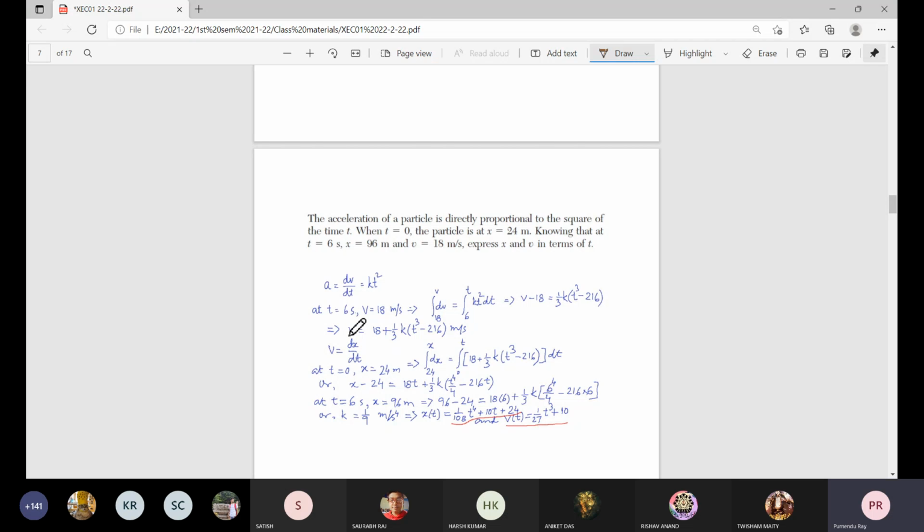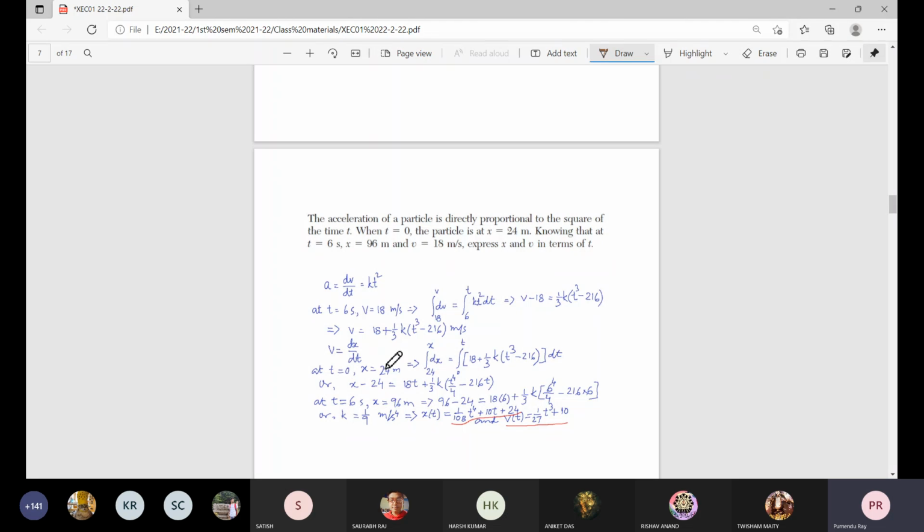Now this is given t is equal to 6 seconds, velocity is 18 meter per second. Put this definite integral from 18 to the instant, the current velocity v, and from that time, 6 seconds, to the present time t, and from this integration we get this relation. v minus 18 is equal to 1/3 k (t cube minus 216), etc. So this is the expression for velocity in meter per second.